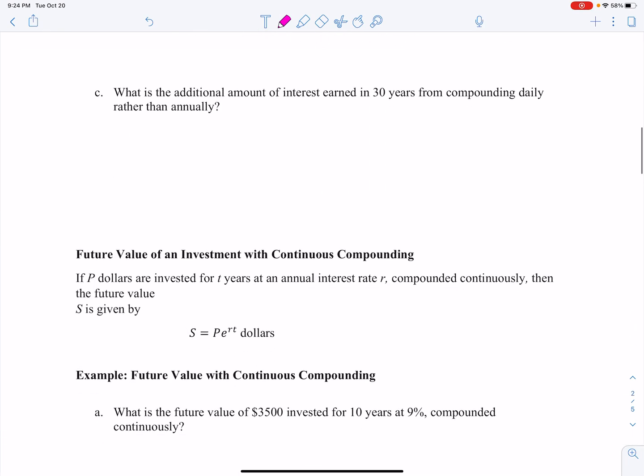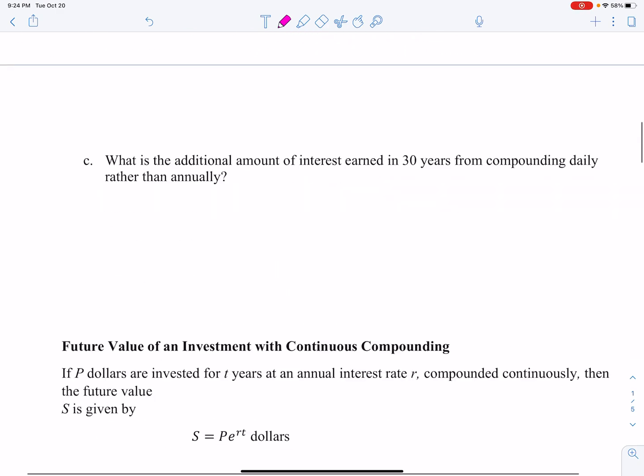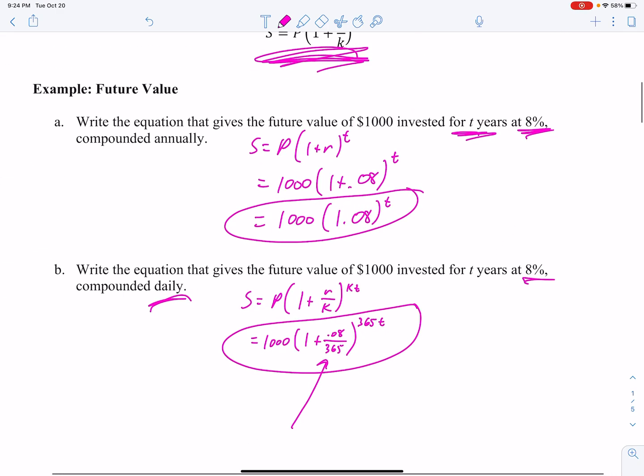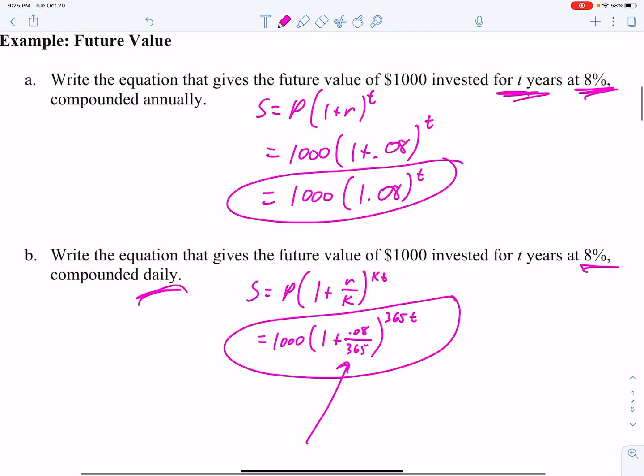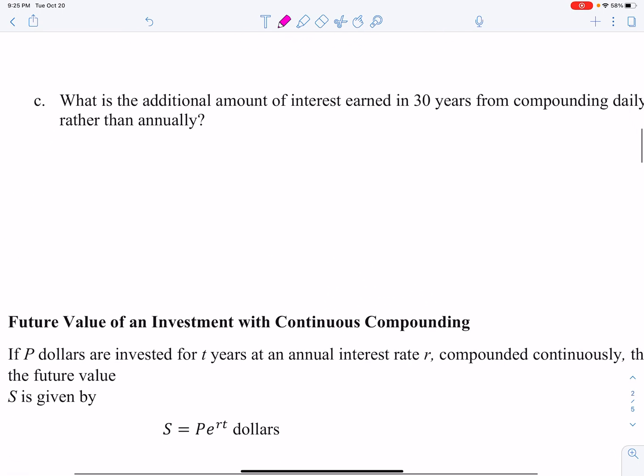Let's do a little bit more though. Part C says, what is the additional amount of interest earned in 30 years from compounding daily rather than annually? In other words, we're going to compare these two equations over 30 years and see the difference. I'm going to say this is future amount for part A and future amount for part B, just so we can distinguish between them in part C.